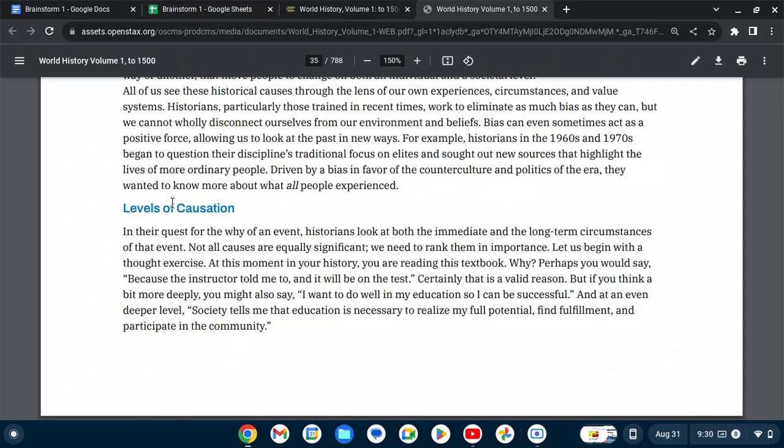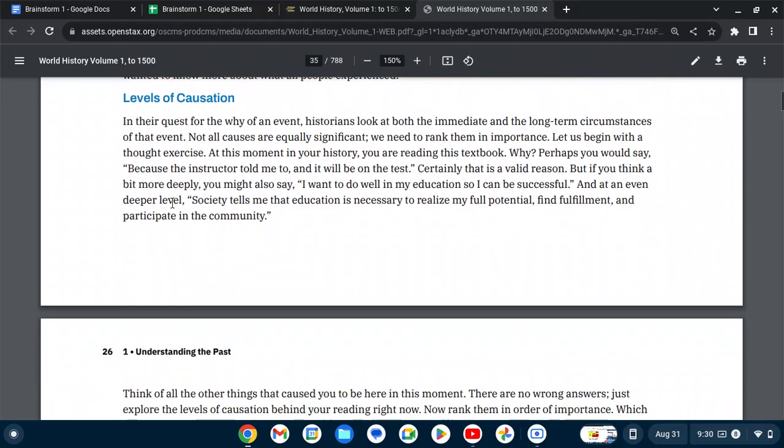Bias can even sometimes act as a positive force, allowing us to look at the past in new ways. For example, historians in the 1960s and 1970s began to question their discipline's traditional focus on elites and sought out new sources that highlight the lives of more ordinary people. Driven by a bias in favor of the counterculture and politics of the era, they wanted to know more about what all people experienced. Levels of causation.